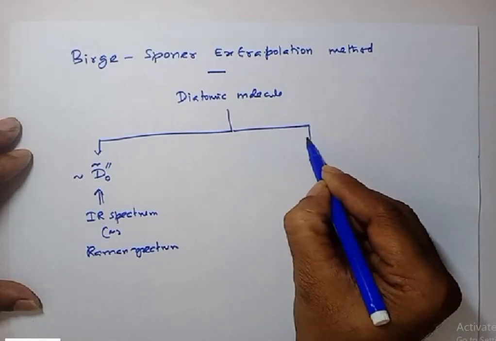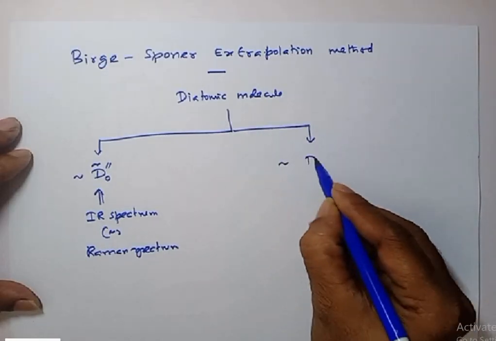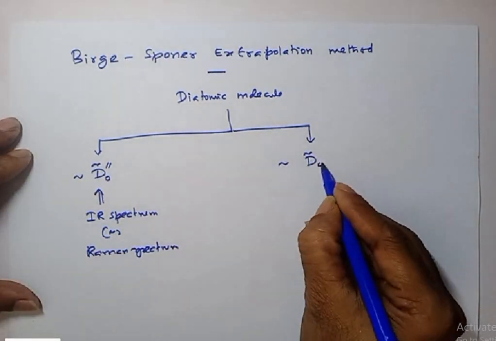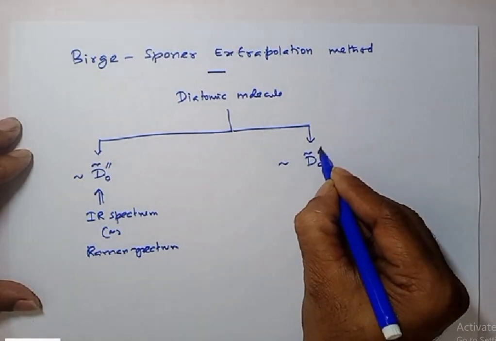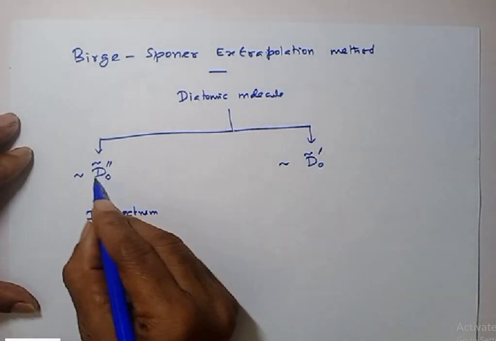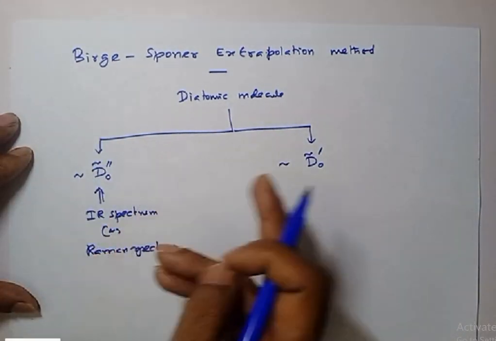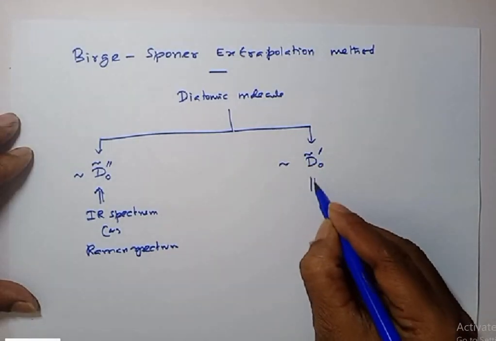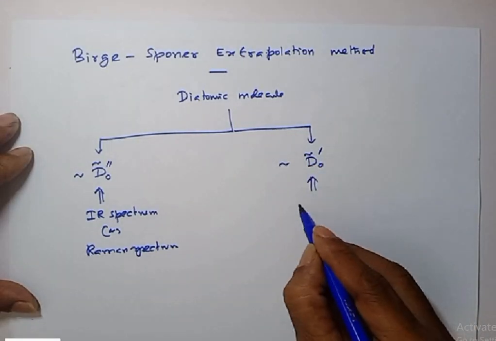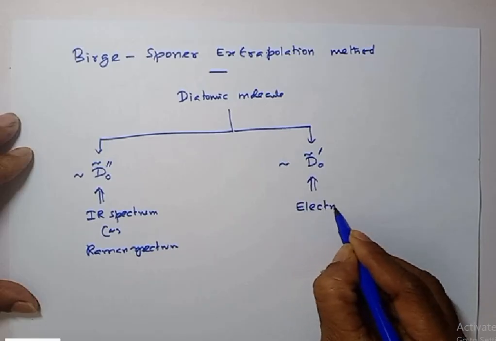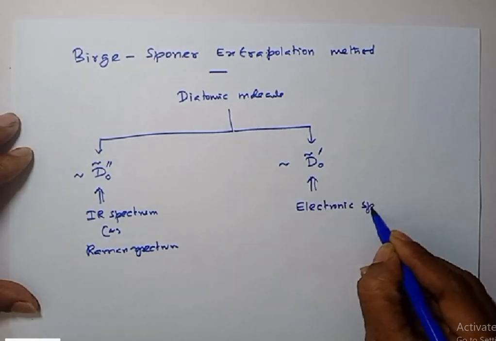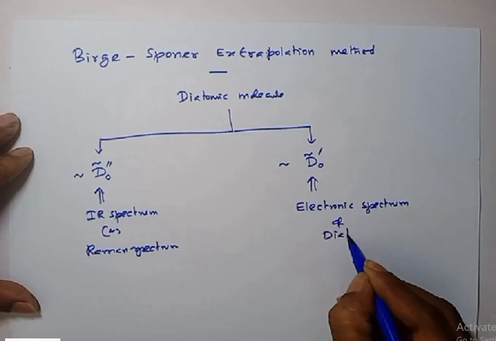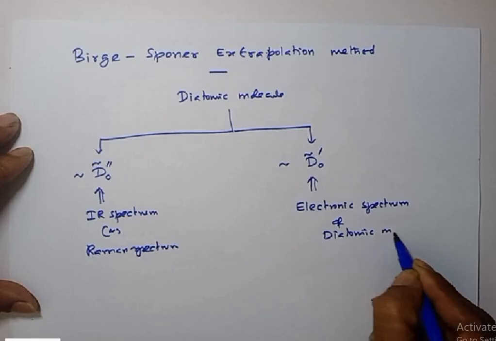We can also find the approximate dissociation energy of the molecule in the excited electronic state. This is the dissociation energy in the ground electronic state. This is the dissociation energy in the excited electronic state. This we can obtain from the electronic spectrum of the diatomic molecule. Very, very important.